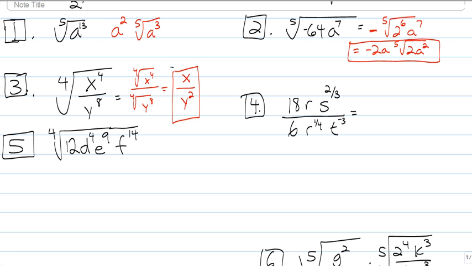Alright, for this one, this is kind of like before. We have to move things around. 18 divided by 6, there'll be a 3 on top. I'm going to just kind of fix this here. We have an r to the 4/4. The reason why I did that is there's an r to the 1/4 on the bottom. I'm going to rewrite that down here. There's an s to the 2/3, and there's a t cubed. Now the t cubed comes up because that's a negative cube, so t cubed.